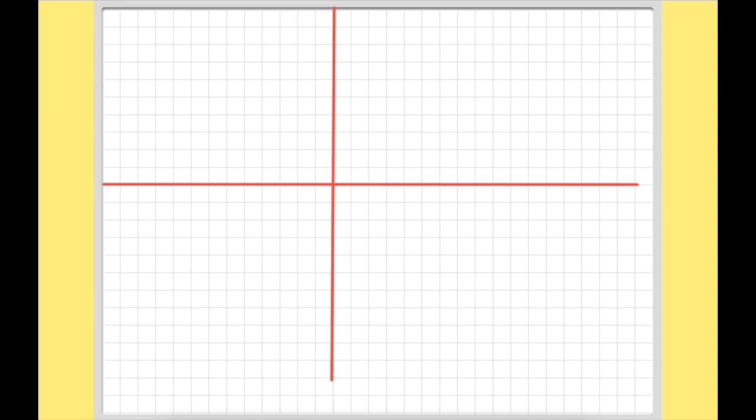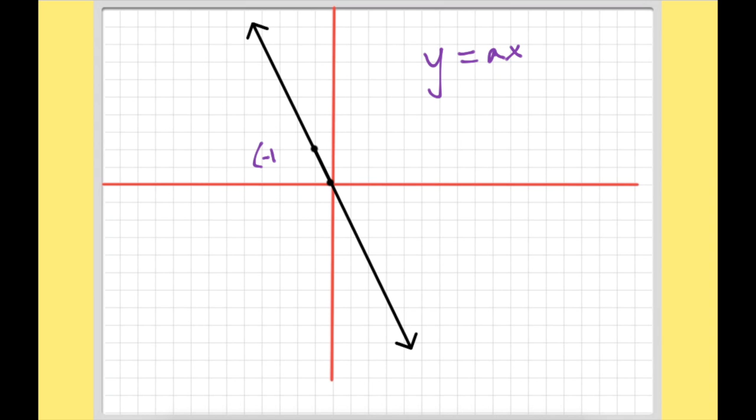In another example, we're given a point, (-1, 2), and of course the graph has to pass through the origin if we're looking at direct variation. We want to write a direct variation equation that models the graph here. So we're looking for y equals ax. Well, if I have the point (-1, 2), then I know that when x is negative 1, y has to be 2. Which means that a has to equal negative 2. So my equation is y equals negative 2x.